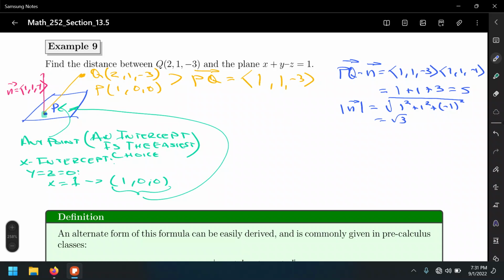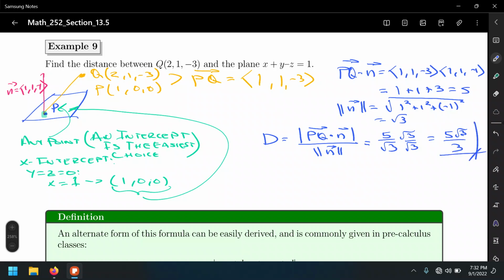We want the magnitude of the projection. The magnitude of the projection is going to be the distance, not just the d, which is a vector itself. So in this case, this distance right here will be the absolute value of the dot product between P and Q over the magnitude of that normal vector. So that's going to be 5 over root of 3. And you might want to rationalize this denominator. That's fine. That's 5 root of 3 over 3.